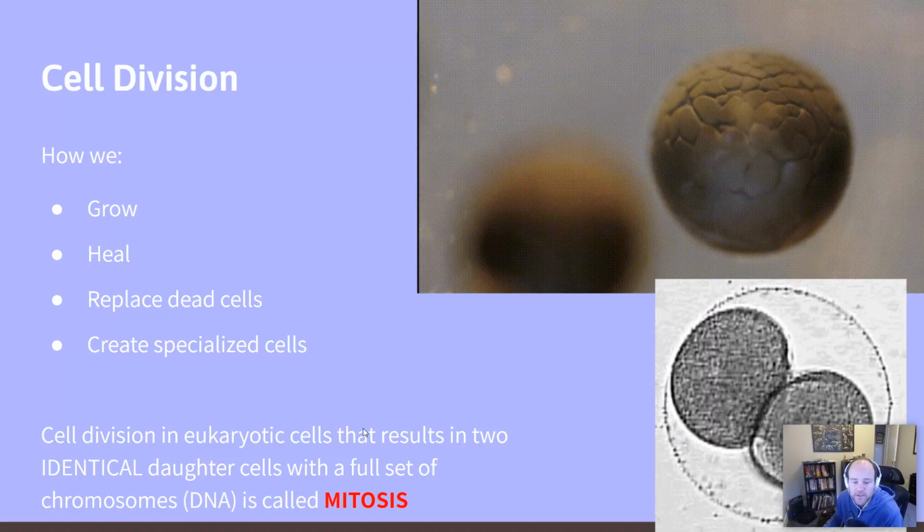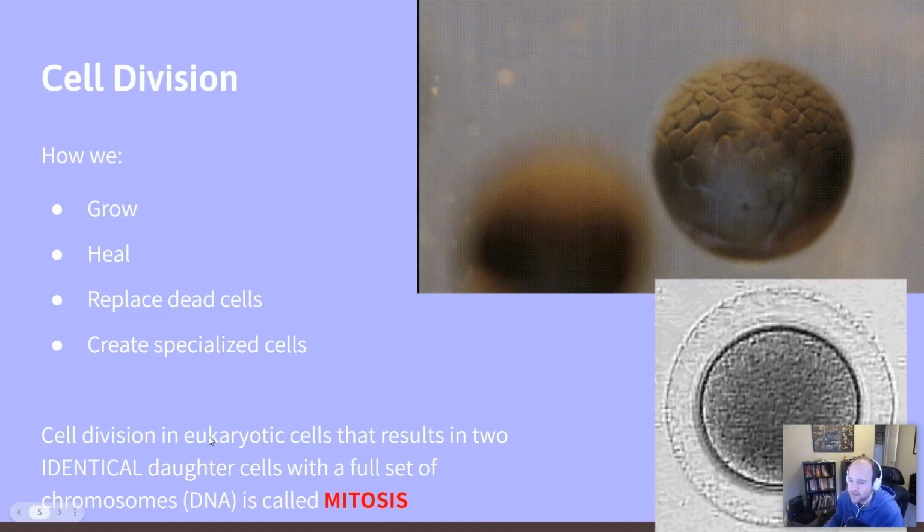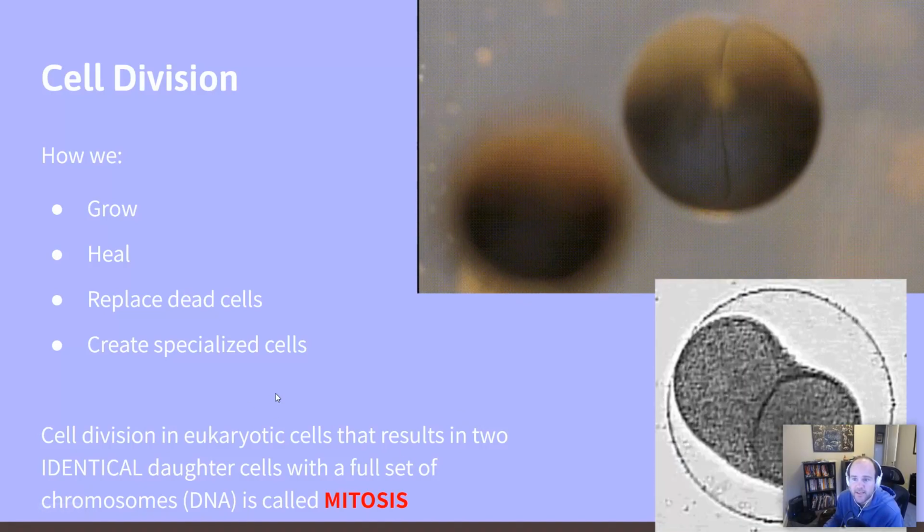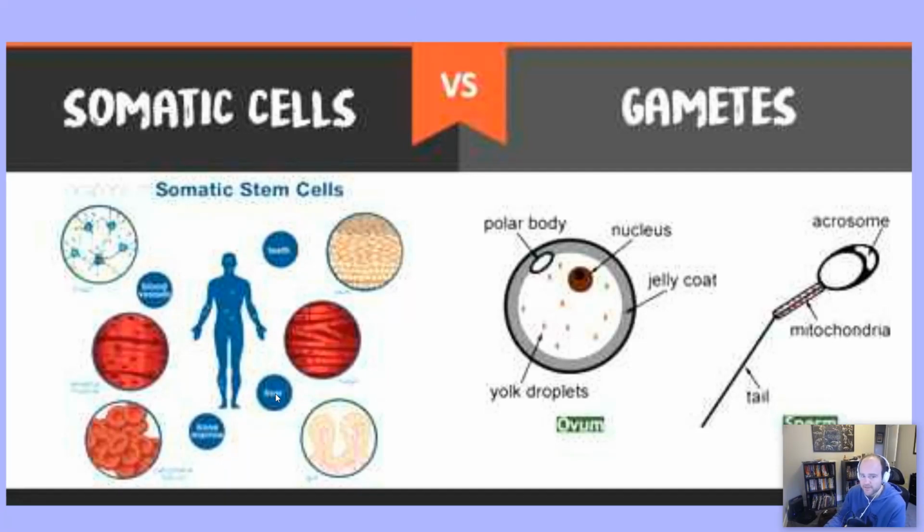Now, I'm being very particular there that not all cell division is mitosis. And that's because there's different types of cells in our bodies. There's somatic cells, which is most of the cells in your bodies, your muscle tissue, your skin tissue, your blood cells, your epithelial linings, your nervous tissue. All that is somatic cells. They have a full set of DNA.